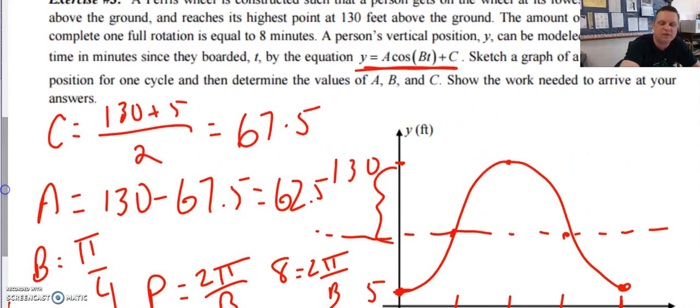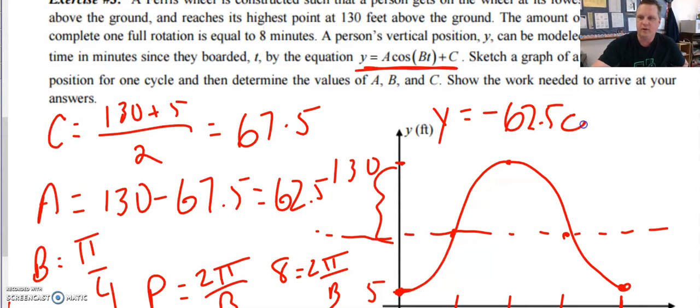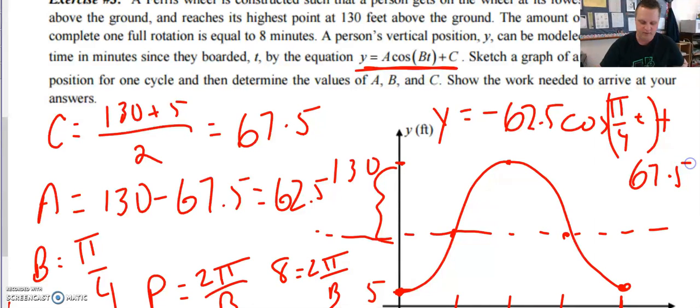So if I wanted to write this equation, they don't ask for it, but if you wanted to show me the equation, it would be y equals, it would be negative because it starts at the bottom. So negative A, which is 62.5, cosine B, which is pi over 4 t, because you have to use the variables they give you, plus C, which is, I can't squeeze it in, 67.5. And that would be the equation.